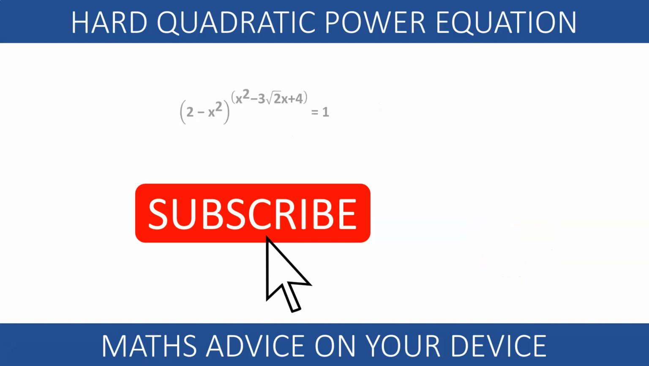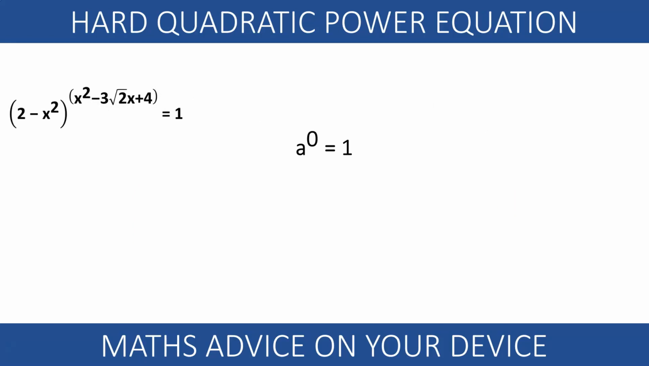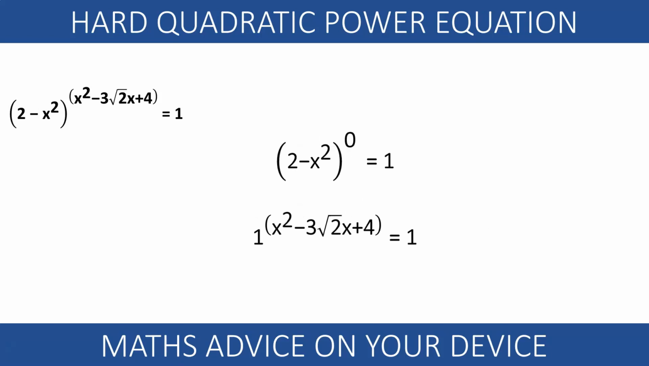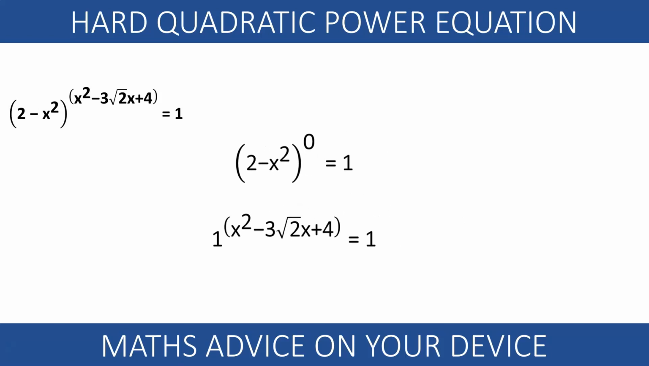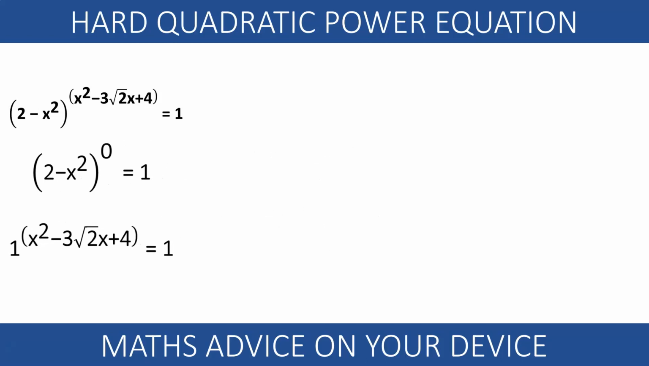Right, let's get started. We need to solve 2 equations. Either the exponent is 0 or the base is 1. First, we find the values of x that make the exponent 0.